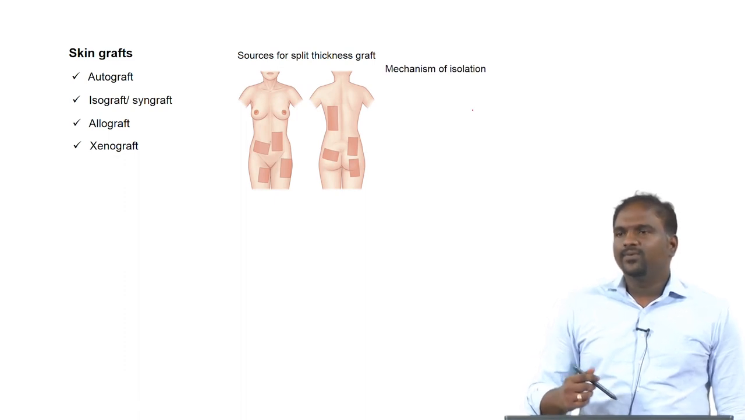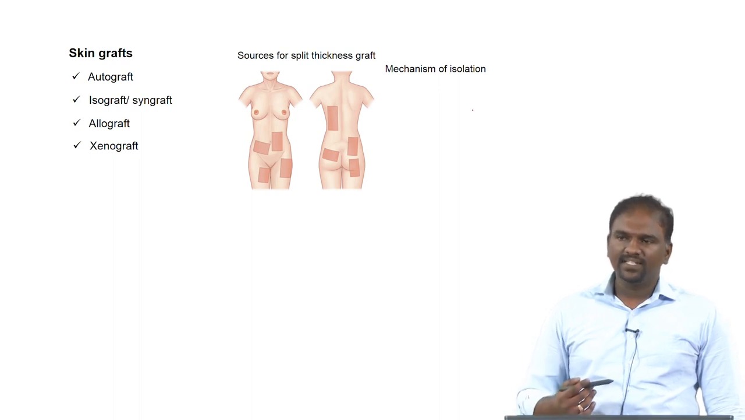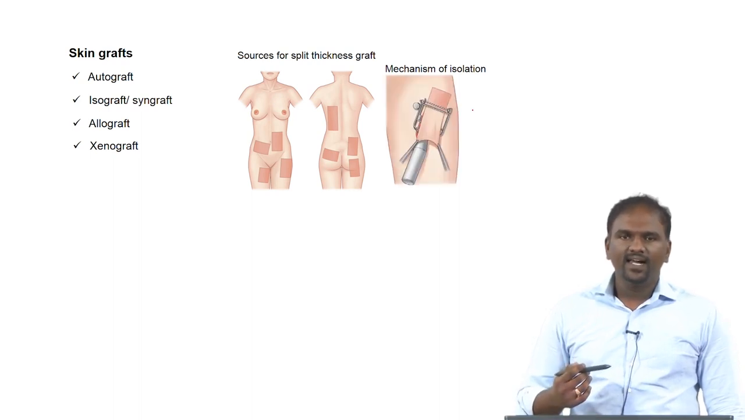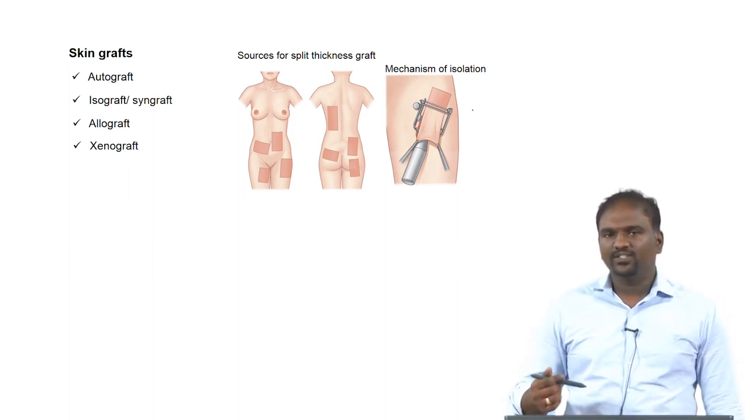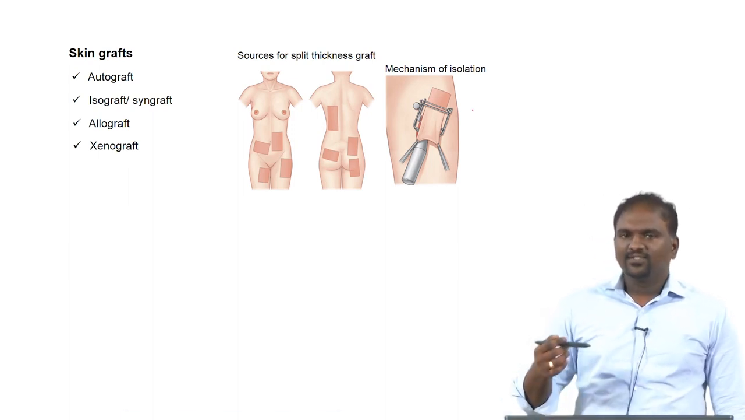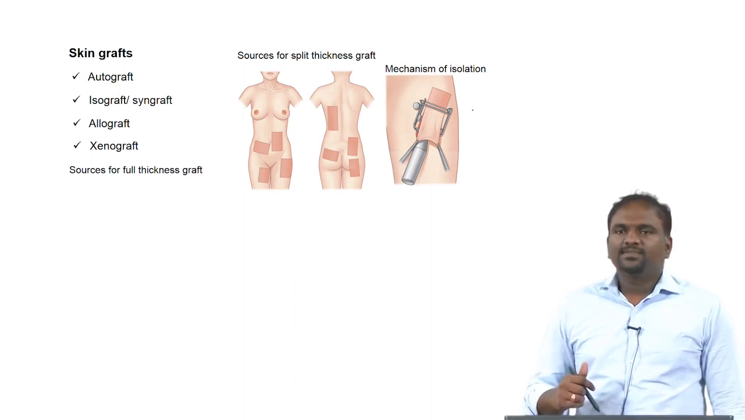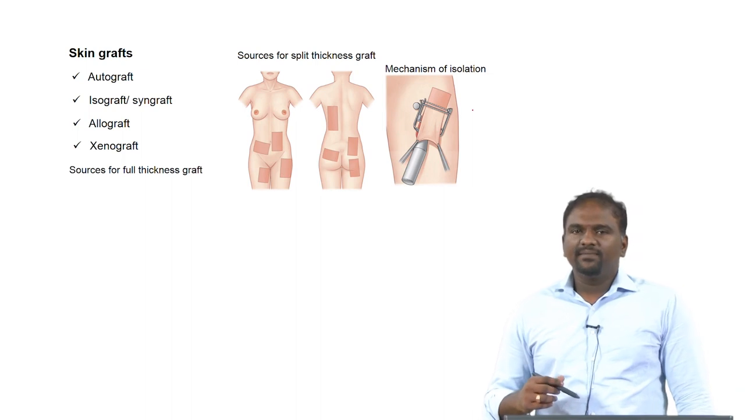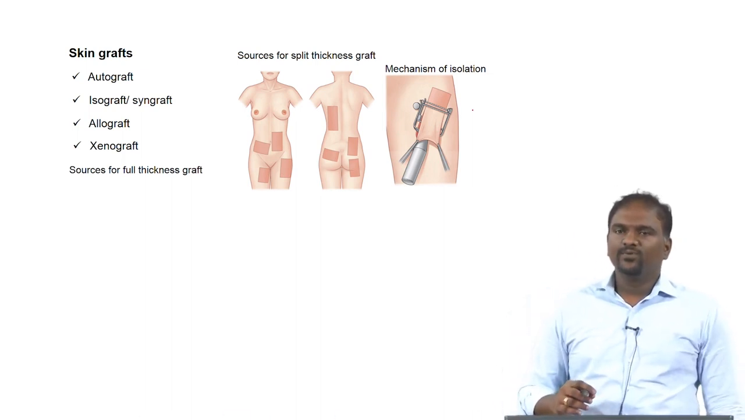As I told, split thickness graft involves only the epidermis part. They use a dermatome to cut that slice. That slice is further made into a mesh, and they place it onto the wound site.